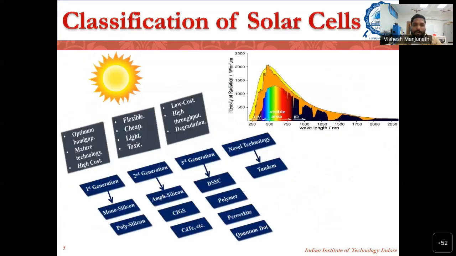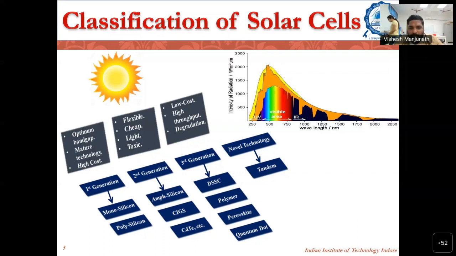So next, when we talk about solar cells, people have classified solar cells into different generations, like first generation, second generation, third generation, and some novel technologies. When you talk about first generation solar cells, people at Bell Laboratories used single crystalline silicon, and they formed a PN homojunction, meaning both your N type and your P type are made up of silicon, and they used to generate some amount of electricity out of it.